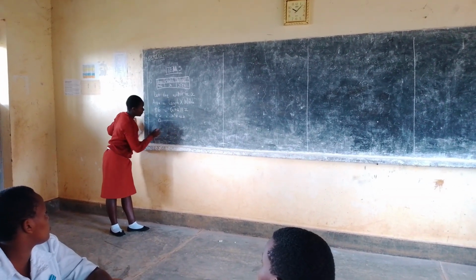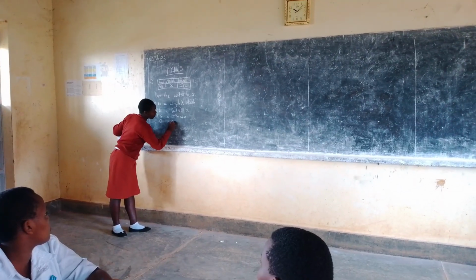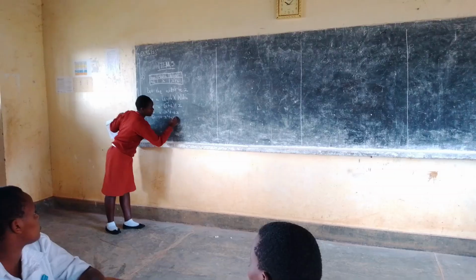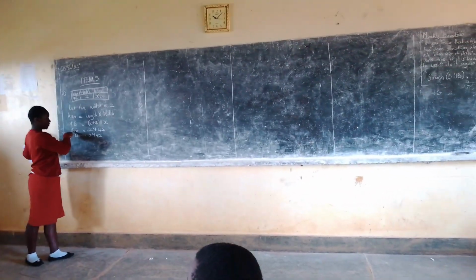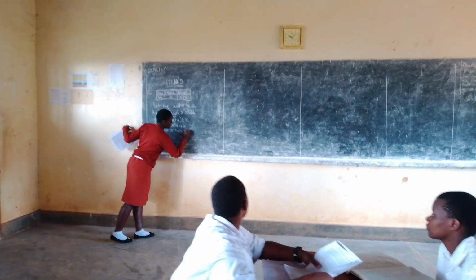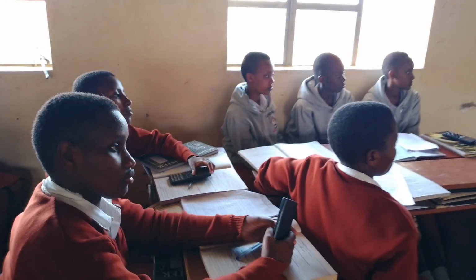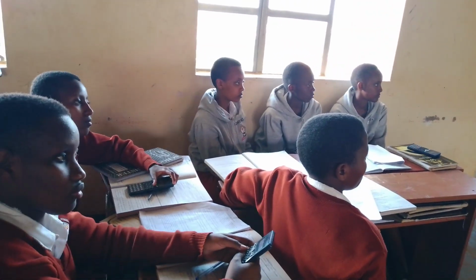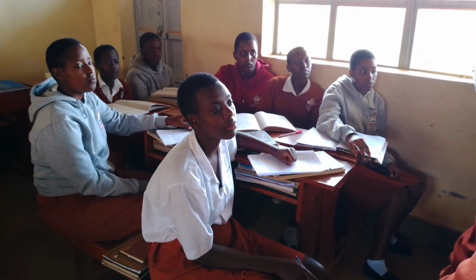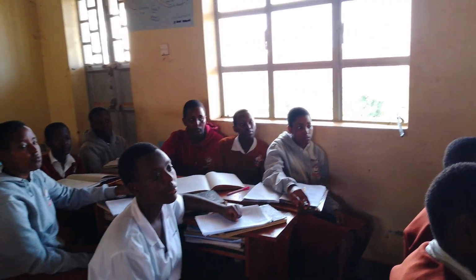Remaining with 0 on this side, it is equal to x squared plus 4x. Then when this 96 crosses to this side, it becomes negative 96. And we rearrange our equation, having x squared plus 4x minus 96 is equal to 0.